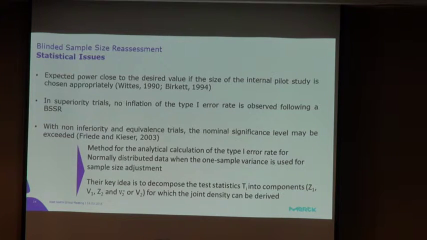So Fried and Kieser in 2003 came with a proposal in terms of the methods. And they initially came with the example for parallel design. And they come with analytical calculation of the type 1 error with the assumption of the normal distribution. And their key idea is actually to decompose the test statistics that we saw before into the different components, and from there derive the joint density distribution.